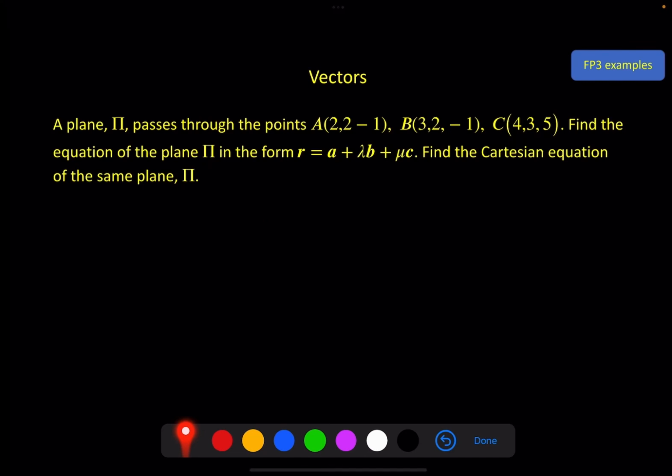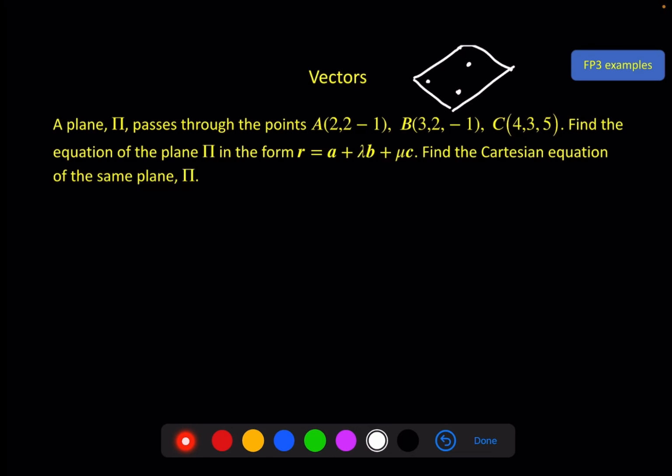Final example then. A plane pi passes through the points given here. Find the equation of the plane pi in the form given. Also find the Cartesian equation of the same plane. So we're doing pretty much everything here. So our plane contains 3 points.